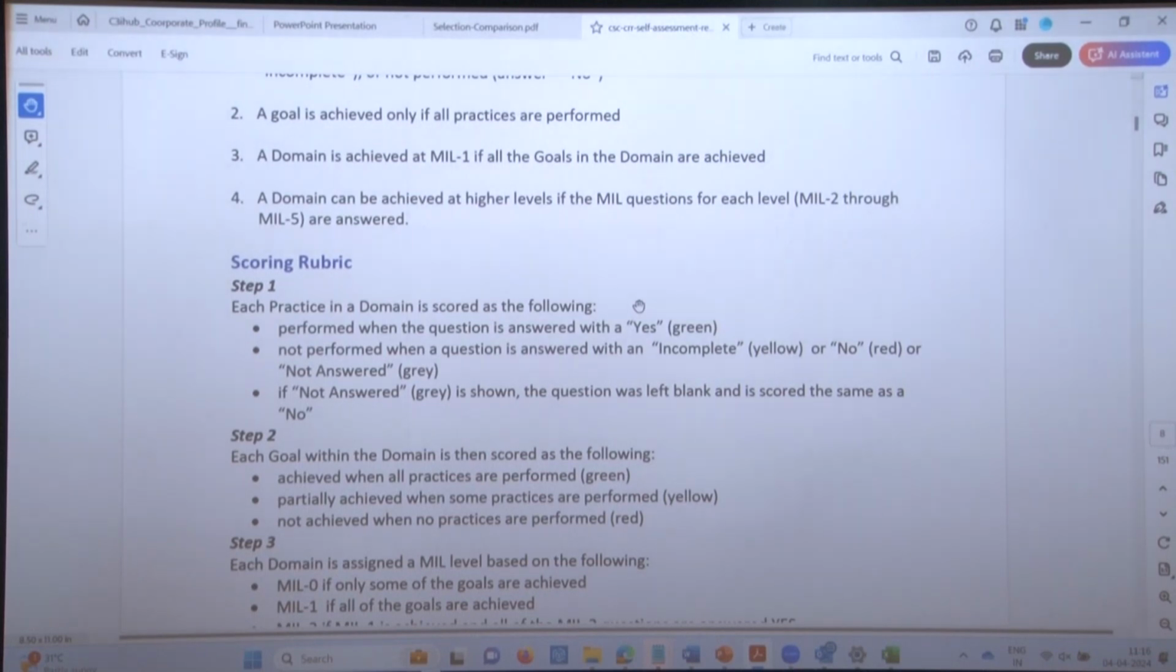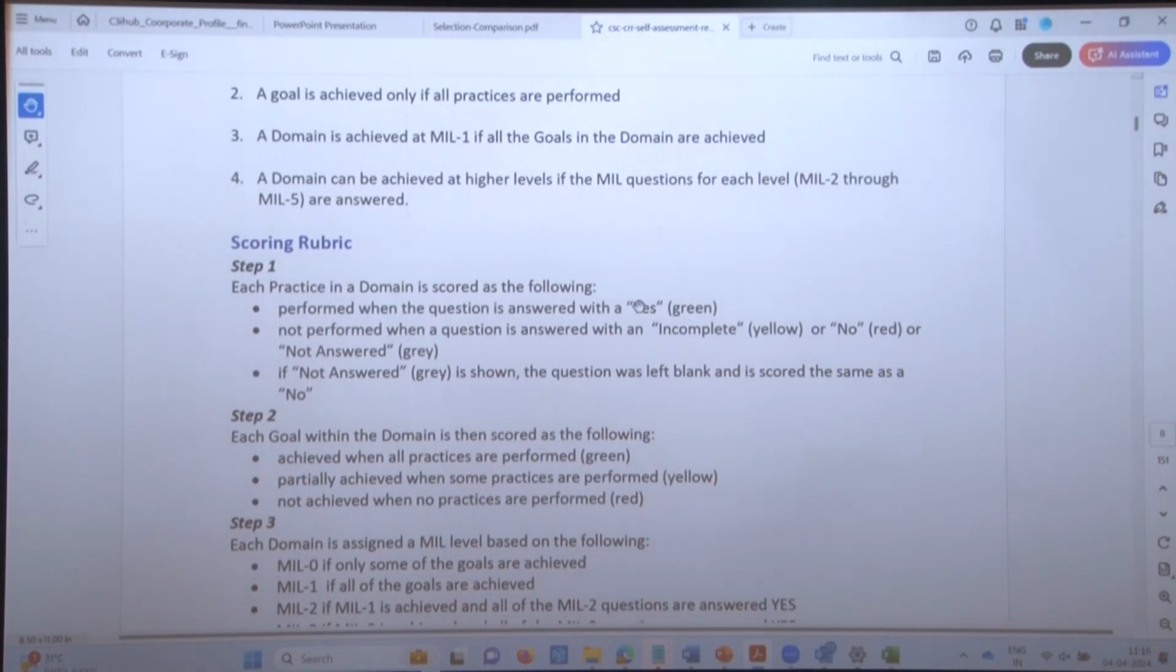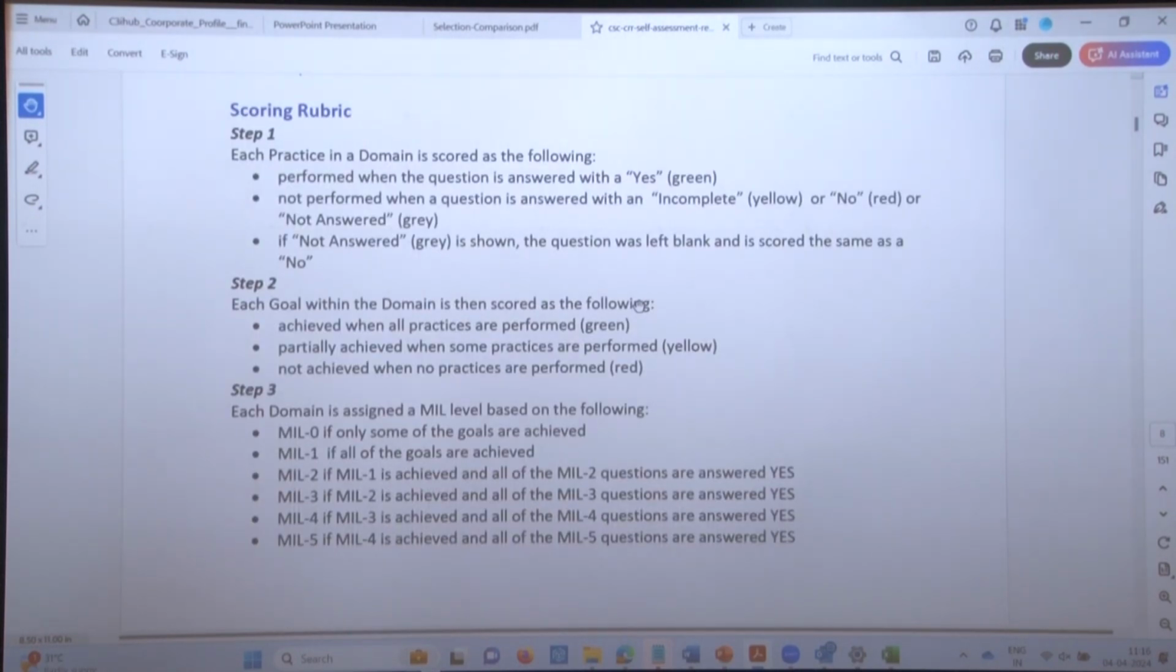And then there is also a maturity level. Practices are performed, not performed, or semi performed, right? But domains become that based on whether all practices are performed, some practices are performed, or no practices are performed. But the maturity level is how the practices are implemented, right?